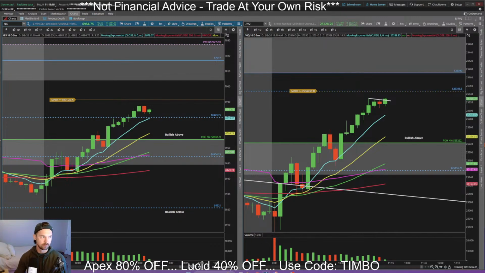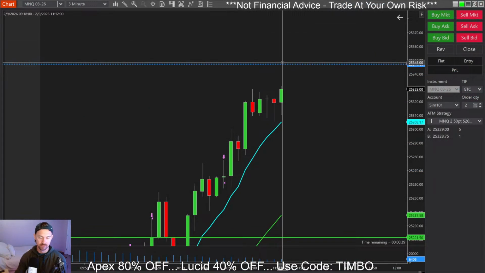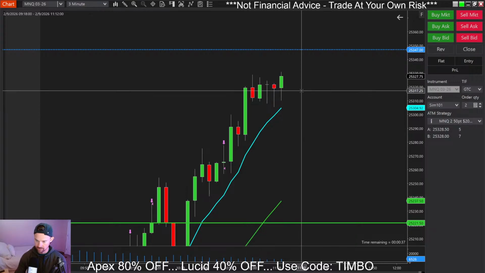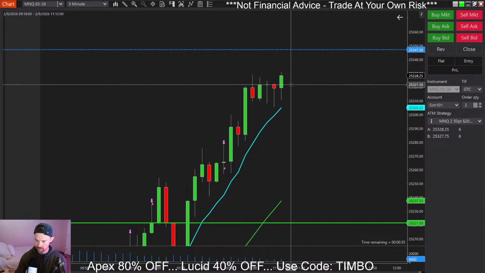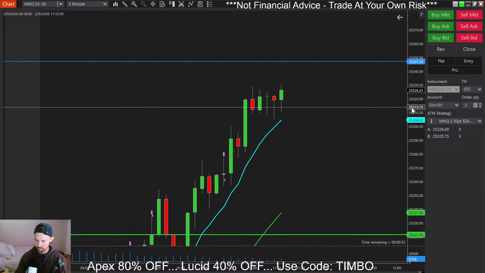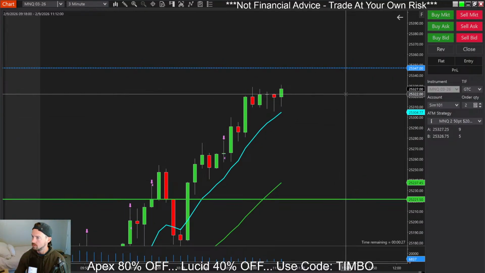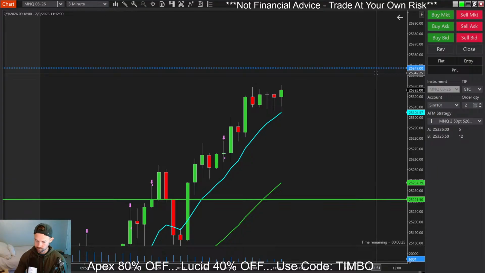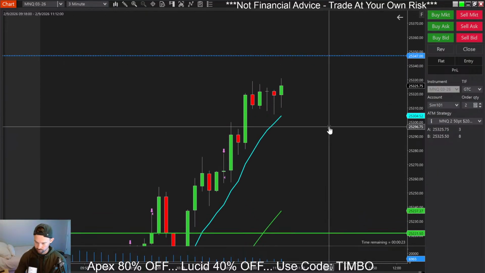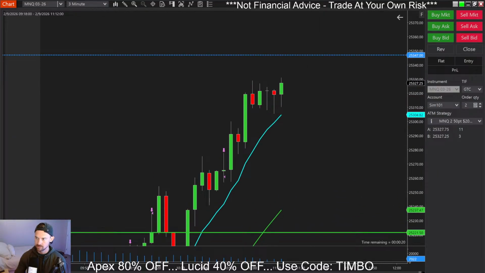Three minutes looking pretty decent. It's just a little flag here with some lower wicks. Could be a good little scalp up. We just got this resistance right above though, so risk reward not the greatest, but we might just keep grinding up all day. It could be an uptrend day.